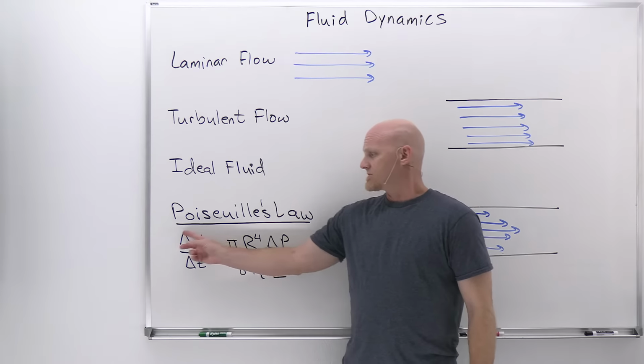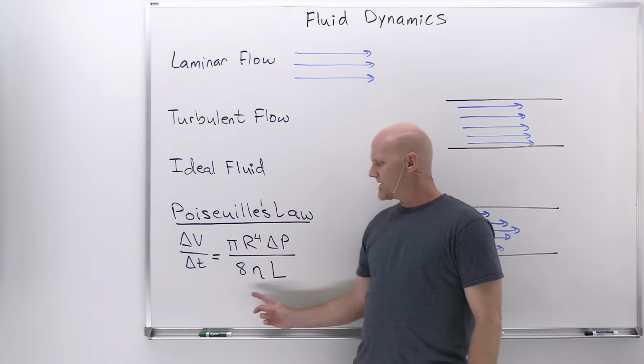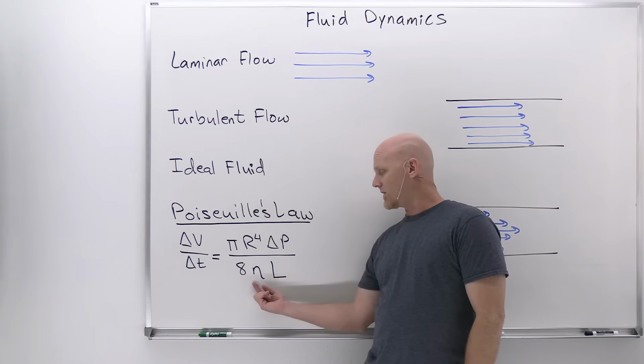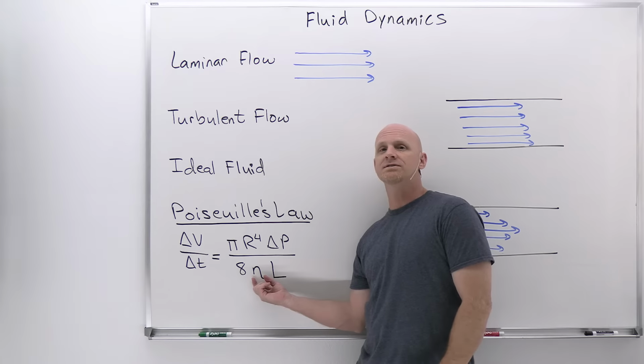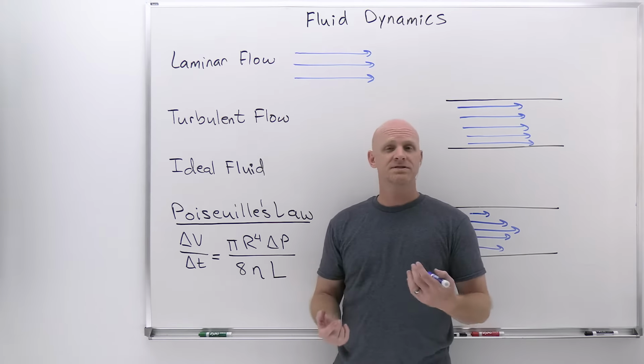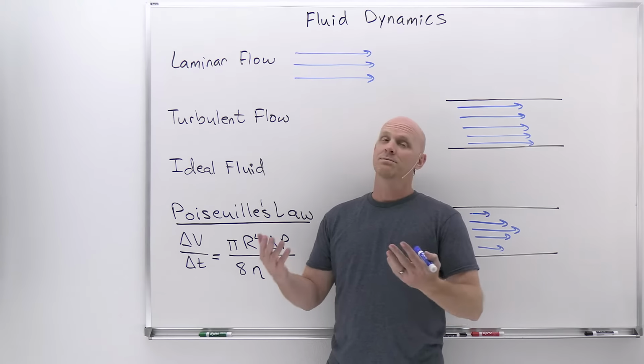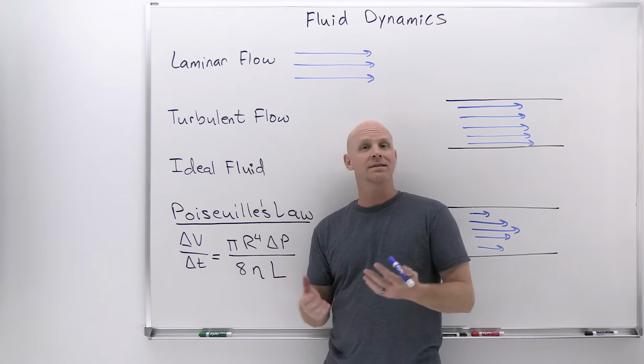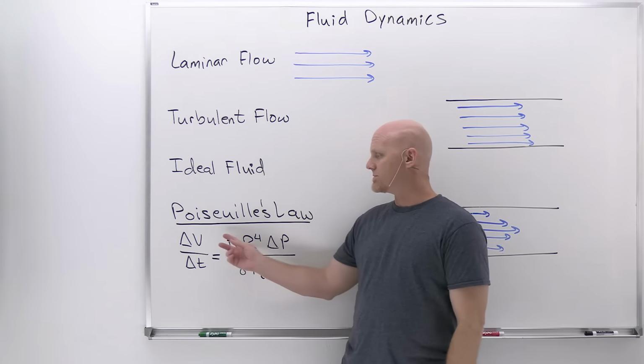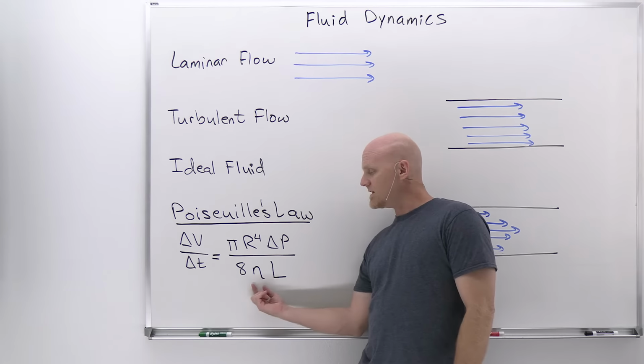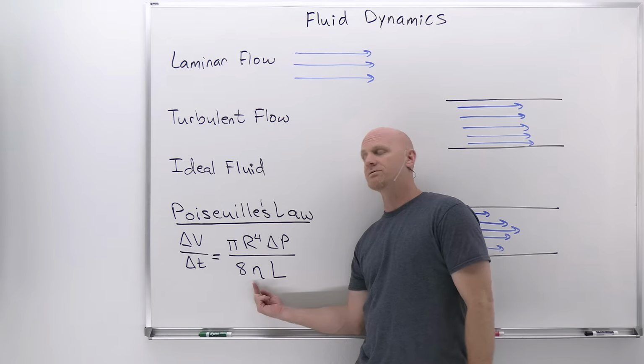So we also see that there are some inverse relationships as well. The volume flow rate is inversely proportional to eta here. And eta represents the coefficient of viscosity. A higher coefficient of viscosity means higher viscosity. More viscosity should lead to slower flow, again, like molasses or honey. And so it makes sense that the volume flow rate is inversely proportional to that coefficient of viscosity.